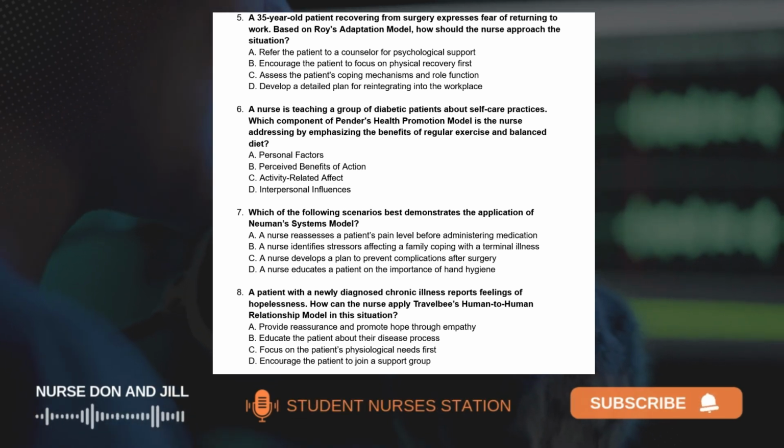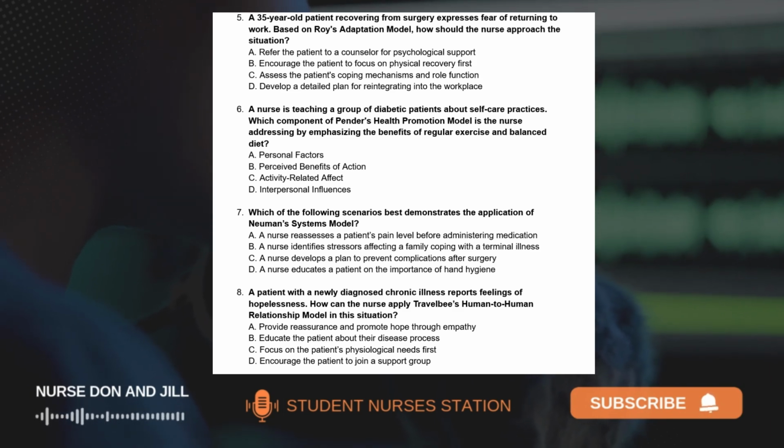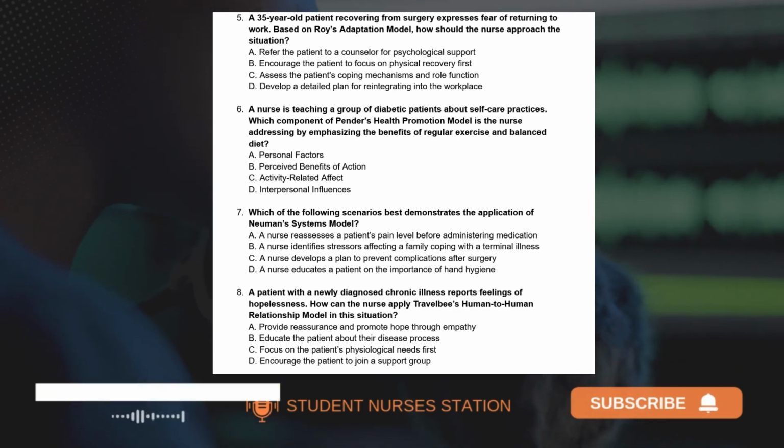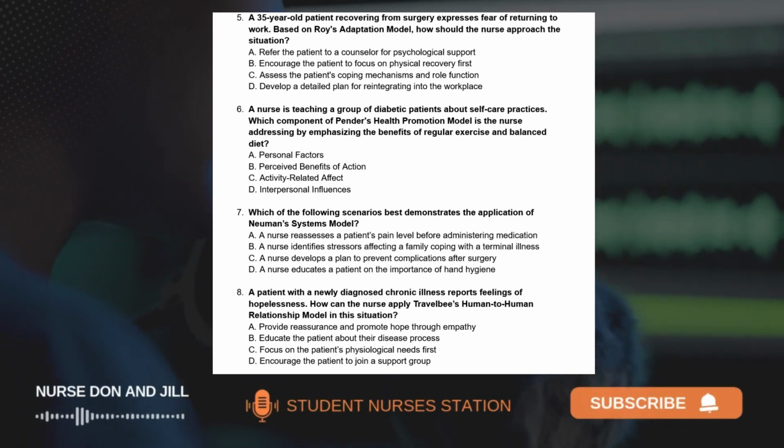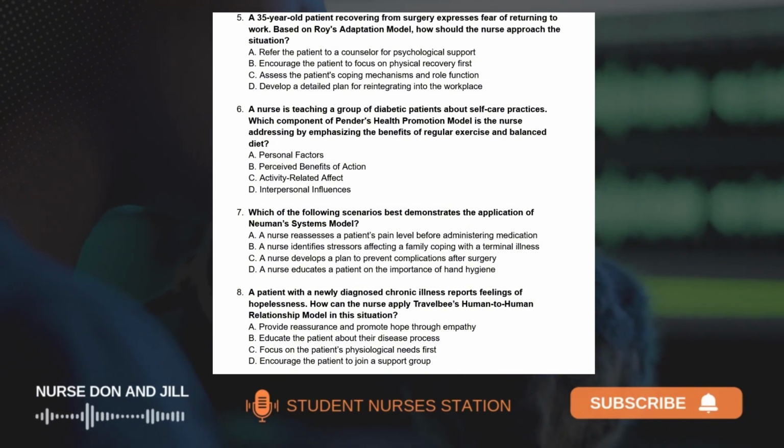And the nurse is highlighting the good things that come from those behaviors. So I'm thinking it's B, perceived benefits of action. You nailed it. Nurse Pender's model is all about understanding how people see those benefits. In this case, the nurse is explaining how exercise and a healthy diet can really help the patients manage their diabetes and improve their overall health.